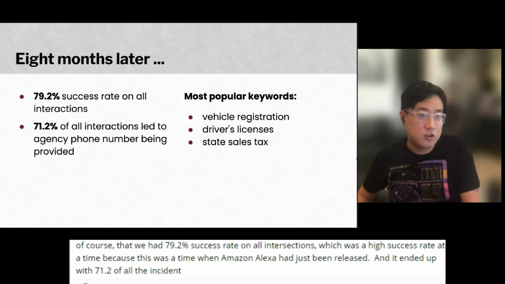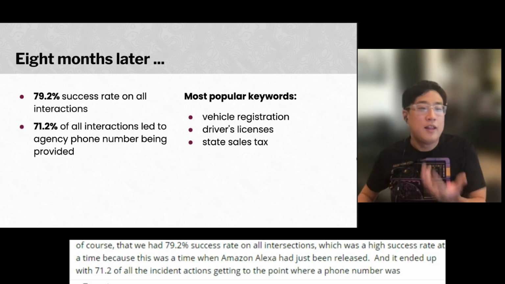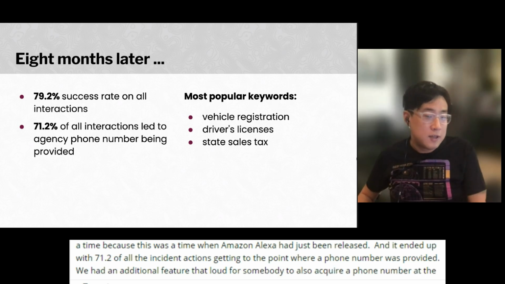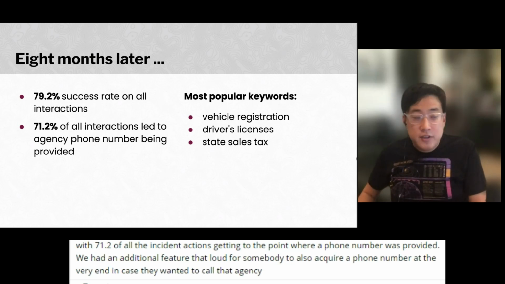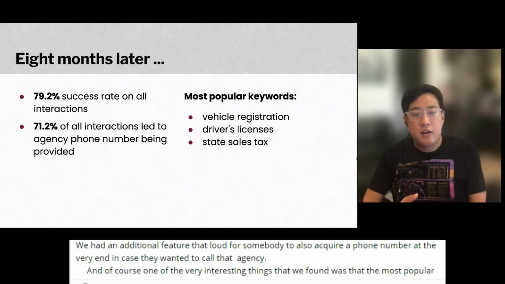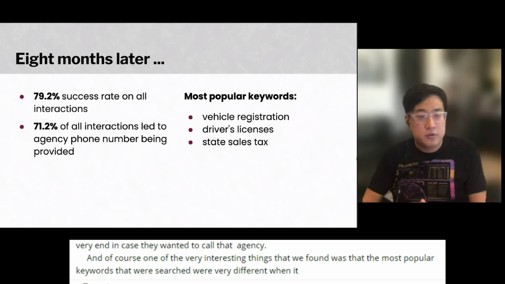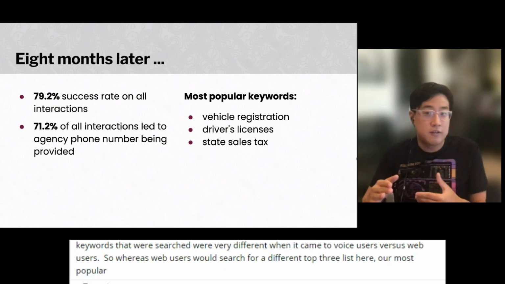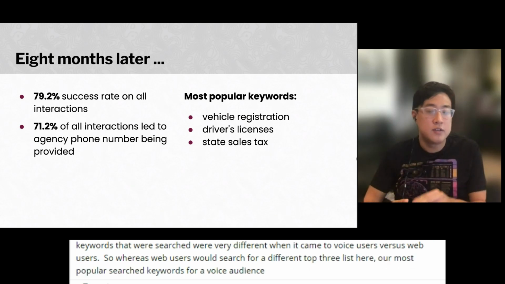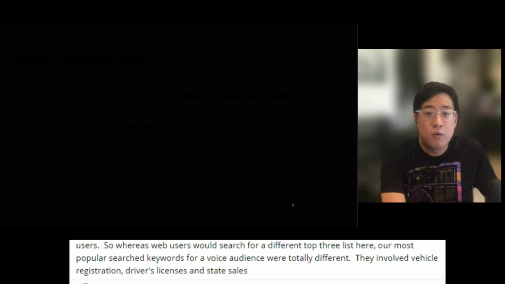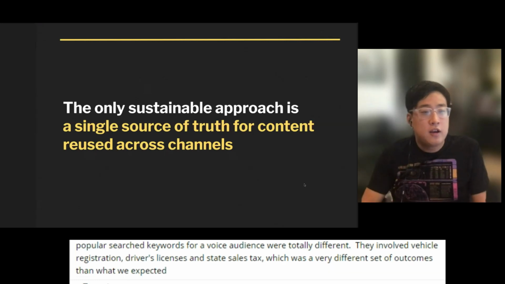We had an additional feature on our Ask GeorgiaGov voice interface that allowed somebody to also acquire a phone number at the very end in case they wanted to call that agency. And one of the very interesting things that we found was that the most popular keywords searched were very different when it came to voice users versus web users. Whereas web users would search for a different top 3 list, our most popular searched keywords for a voice audience were totally different. They involved vehicle registration, driver's licenses, and state sales tax, which was a very different set of outcomes from what we expected.